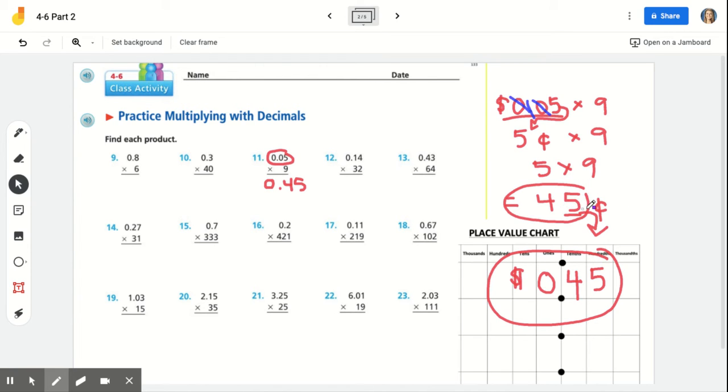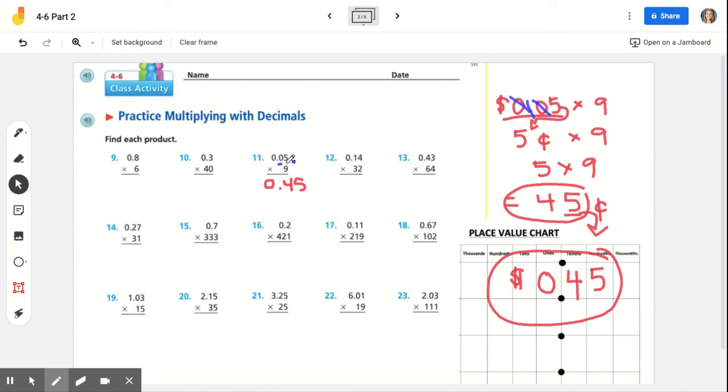But instead of doing that for other problems, what we could do is remember the pattern that we've been looking at. However many decimal places are in our factors, the same amount of decimal places are in our answer. So what I'd like you to do in your book is count out how many decimal places there are in 500ths.